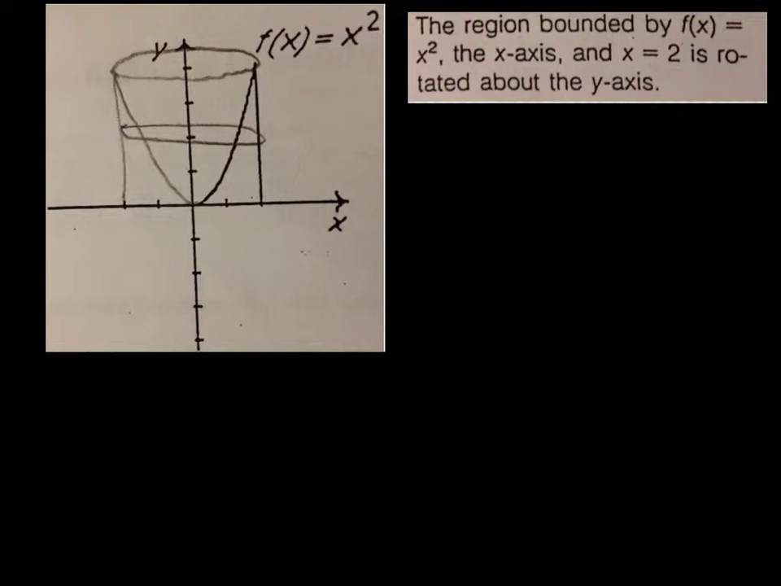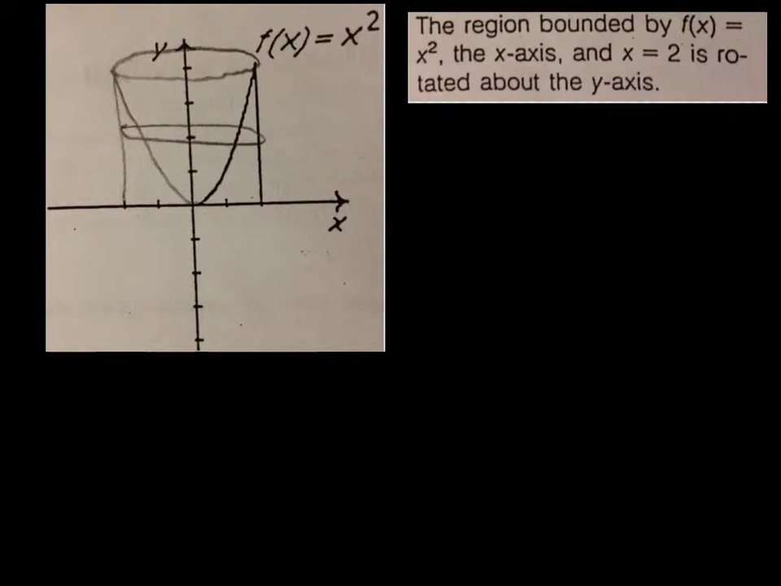Hi, this is an instructional video on how to find the volume of a solid using the washer method. This is a bit different than the disk method because you have this open space in the middle. So you have two radii, and you have to subtract the smaller radius from the bigger radius.